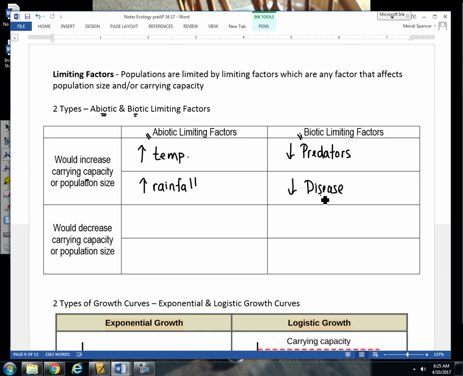Now let's talk about what would decrease carrying capacity in a population. Again, let's focus on abiotic. A natural disaster, if that destroyed an ecosystem, a habitat, then you would see a decrease in carrying capacity. An increase in pollution, again, leads to habitat destruction. So we're going to see a decrease in carrying capacity. A decrease in carrying capacity if we have a decrease in food or in the plant life.